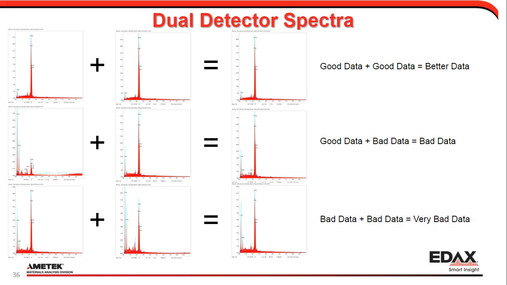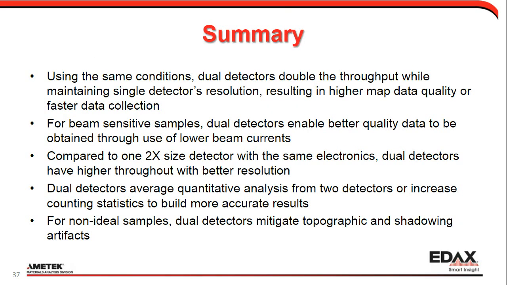So, to the summary, if we have the same conditions, the dual detectors will double the throughput and maintain single detector resolution, so you can get higher map quality or faster data collection. If you have a beam-sensitive sample, you are inherently or typically limited in how much current you can put down. So you can't just crank up the current to get better statistics with a single detector, but here dual detectors will give you the ability to have better data quality in the same amount of time as a single detector with lower beam currents.